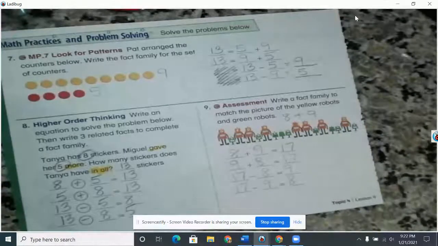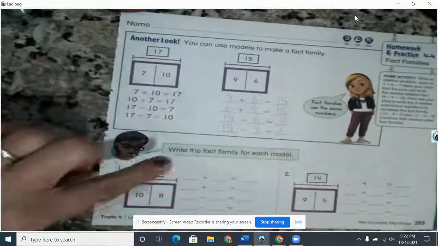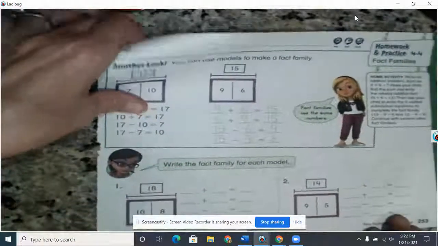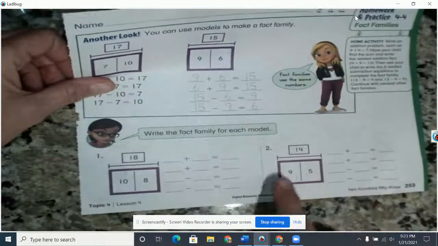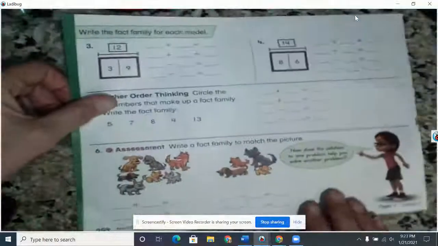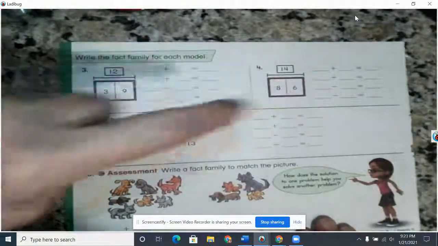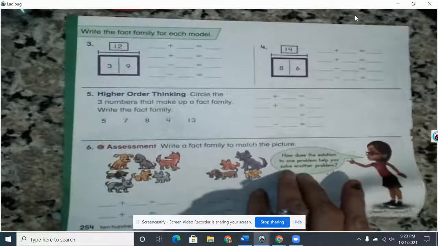So now the other page is the one that you do completely on your own. And I really don't think you need me for this. So we have these different part-whole formats here. And then on the back, we have another one and another one and then another one and another one. I think you guys can handle this one completely on your own.